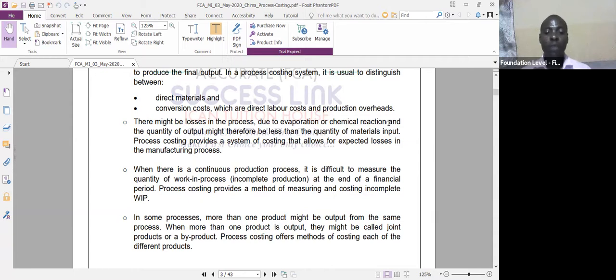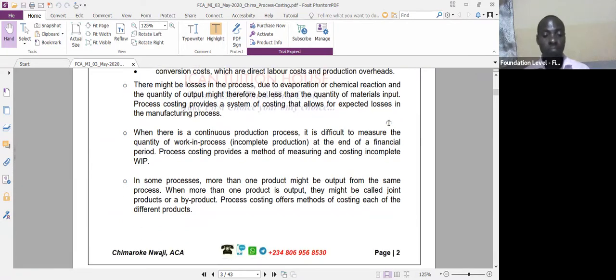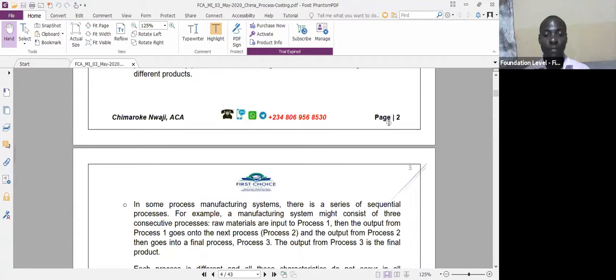In some processes, more than one product might be the output from the same process. Let's say in crude oil, when you process crude further, you might get maybe 3 or 4 products: diesel, petrol, resin, perhaps liquefied natural gas. So this is more than one product, or byproducts. We are going to see how we can take care of that.